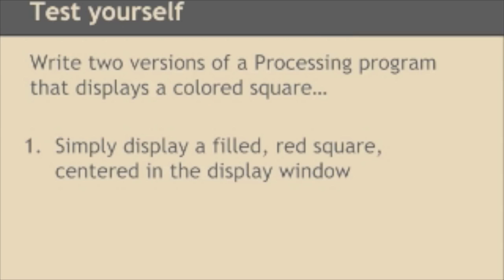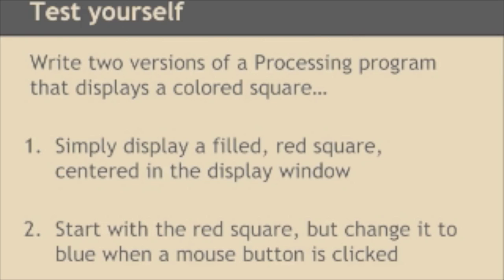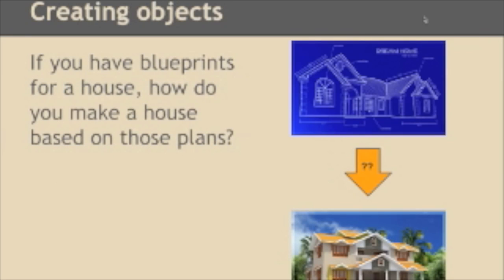And then the second program that you write should do the same thing to begin with, but it should change that square to blue when a mouse button is clicked. Okay? So you should go off and think about that. Try to get that to work. And then we'll come back and we'll pick up and talk about creating objects.